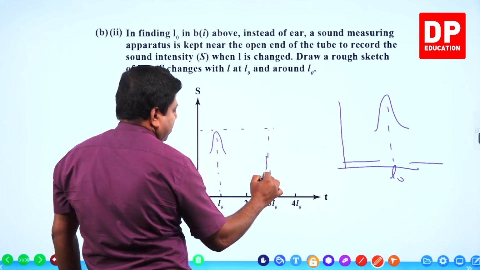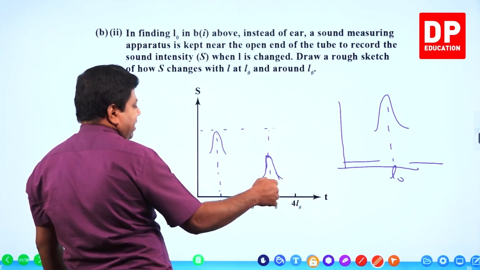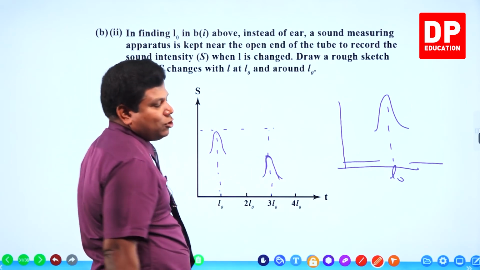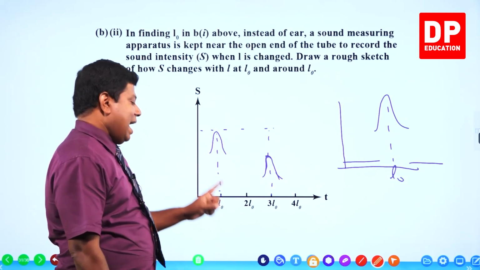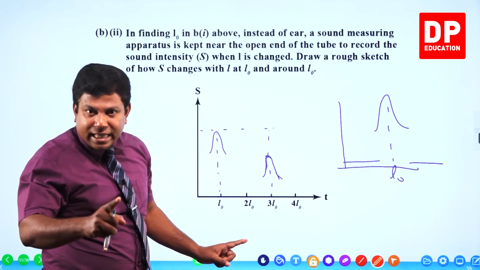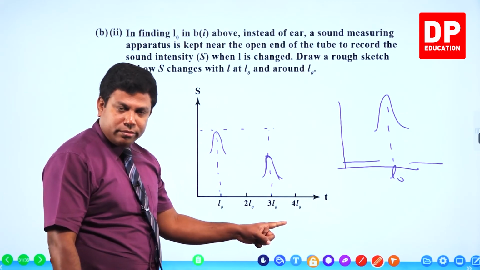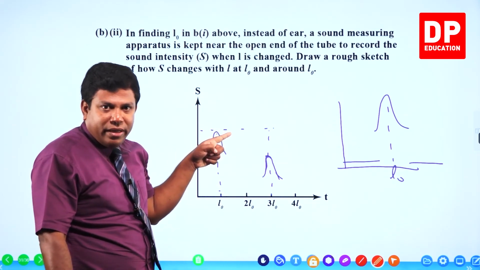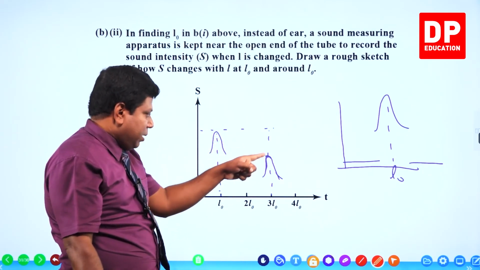I'll mark it here. Right? Similar pattern is there, but not at the same intensity. At a lower intensity, it should be there. Right? So, two things you have to understand. At L note, if you have the fundamental resonance, first overtone happens at 3L note. At L note, if this is the intensity of sound you hear, in the first overtone, the intensity is much less.